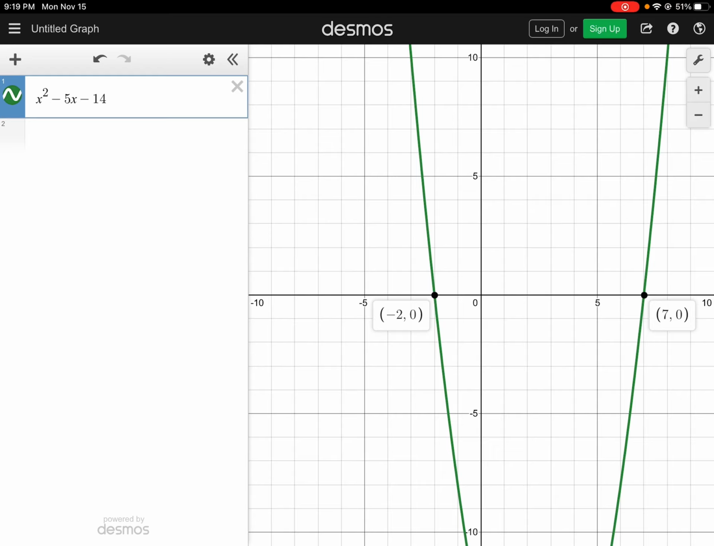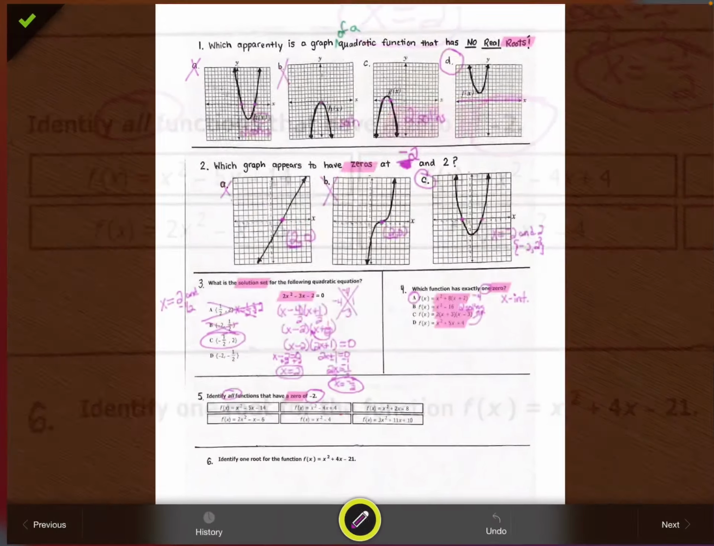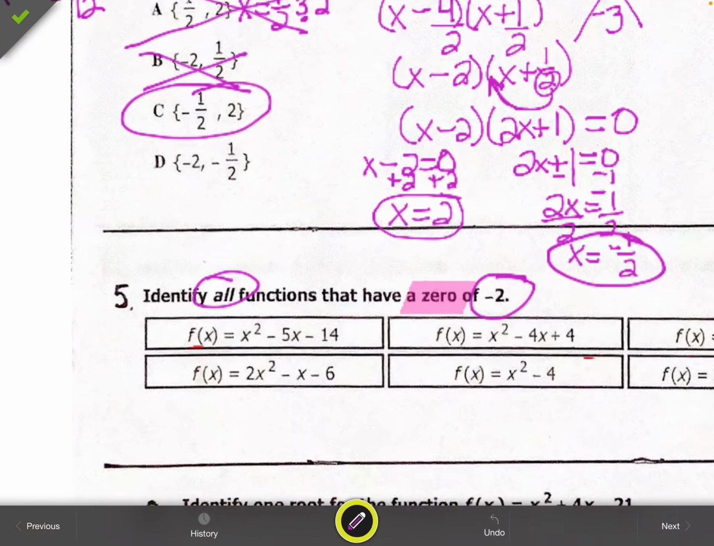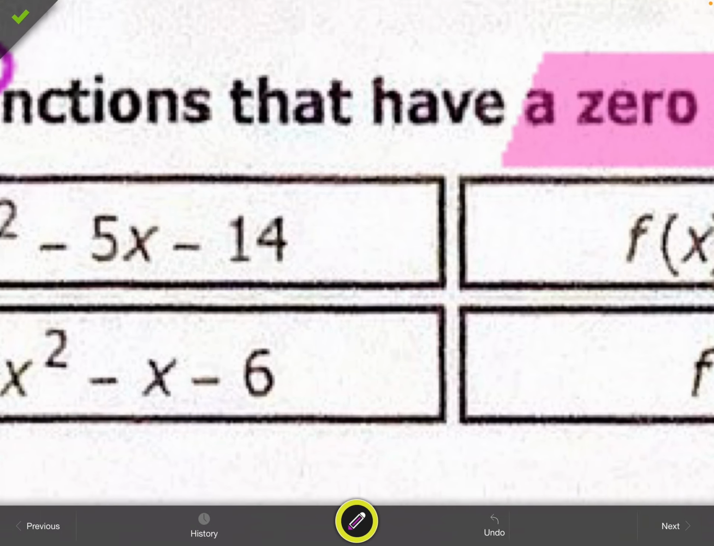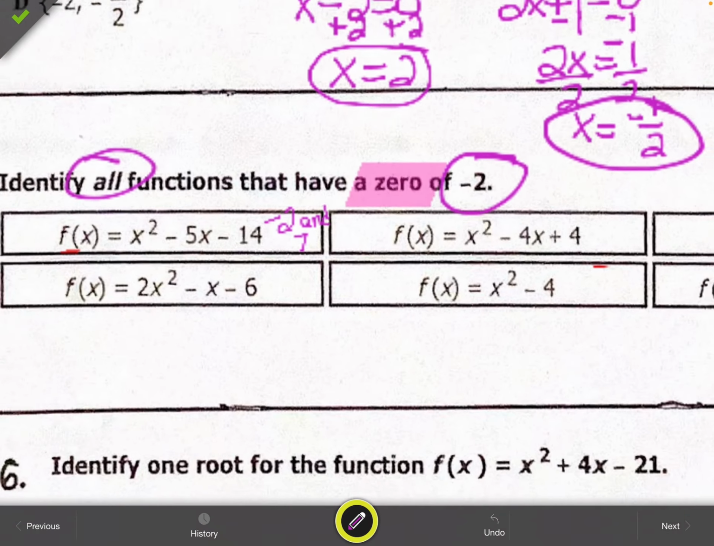So what I would do, and what we recommend people do, is type it into Desmos. I got -2 and +7 as where they cross the x-axis. Come back over here and write -2 and 7 somewhere in the box. They're not the biggest boxes, but write them in.